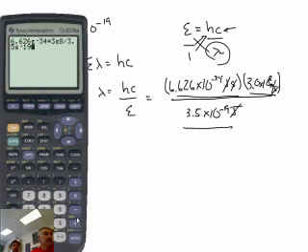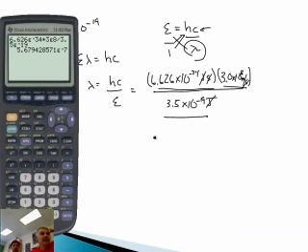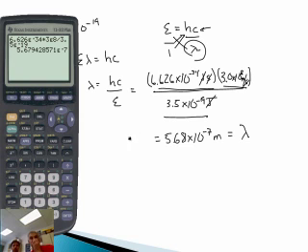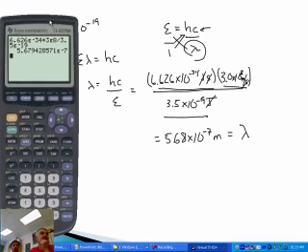14. Enter. So the answer is 5.68 times 10 to the minus 7th meters. That's the wavelength. Now, I'm not just trying to find the wavelength, I'm also trying to find the frequency, which is the nu, if you will.